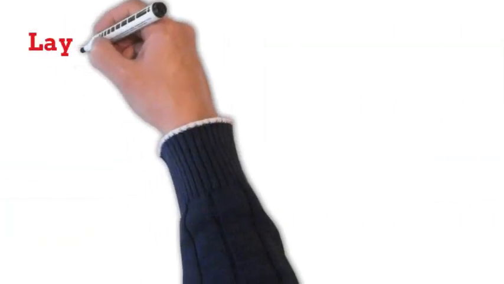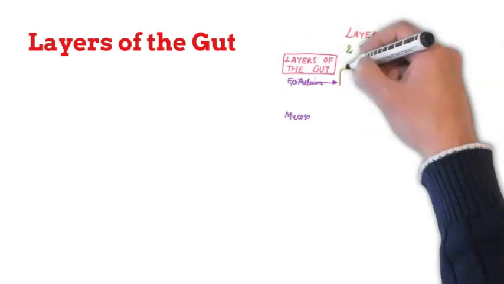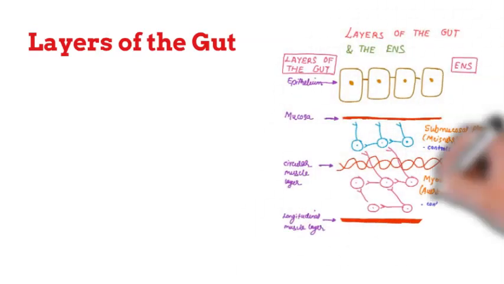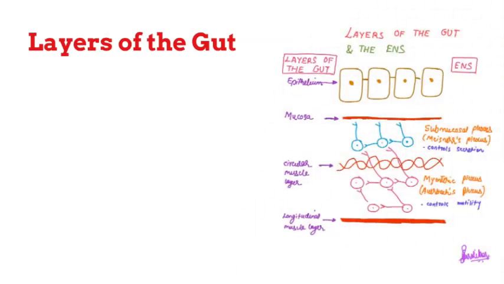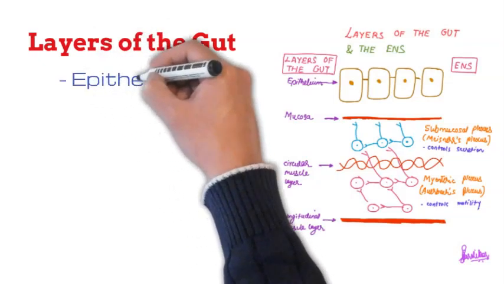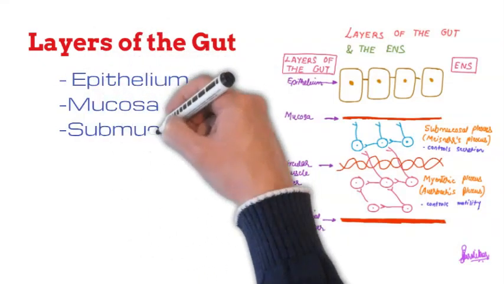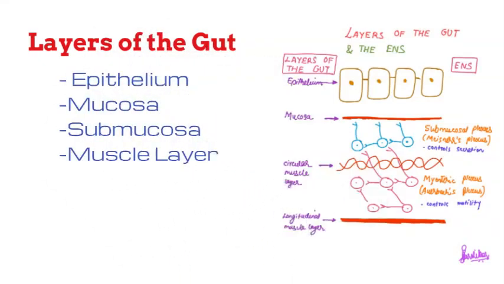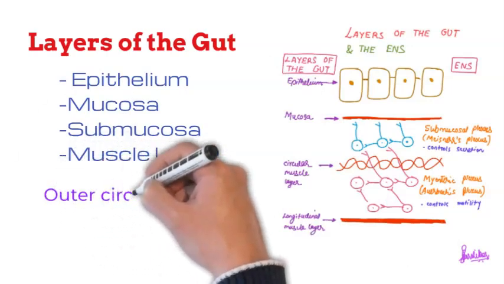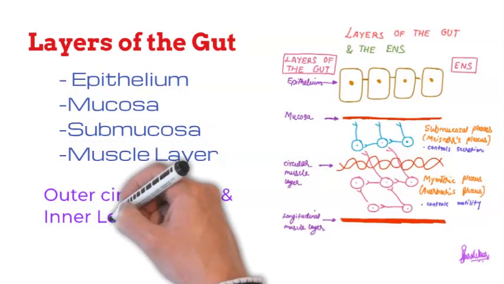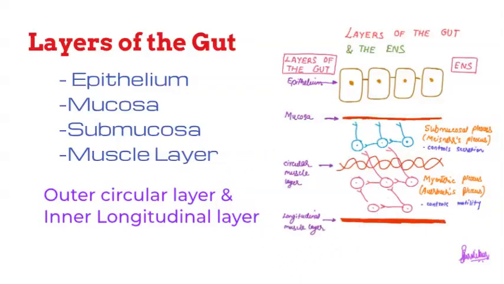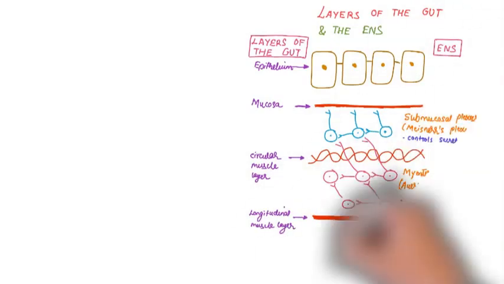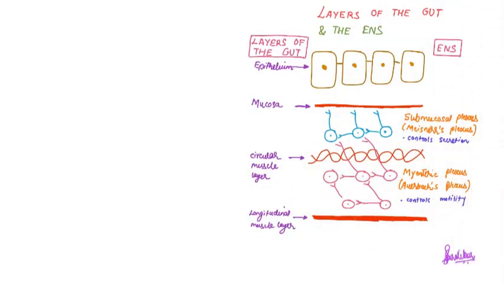First, we need to understand the layers of the gut. As you can see, there is an epithelium, mucosa, submucosa and muscular layer. The muscle layer in turn has an outer circular layer and an inner longitudinal layer. In this figure, you can see two sets of neurons, one in the submucosa and the other between the circular and the longitudinal muscle layer.